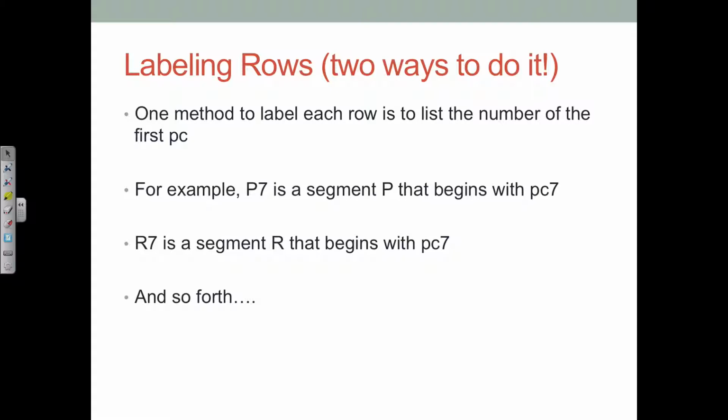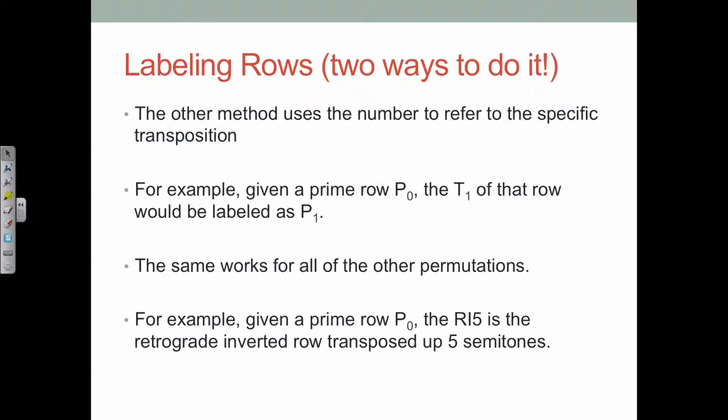That would work the same for retrograde. But remember, in this case, R7 and P7 are different rows, right? R7 is a retrograde row that begins with PC7, so that would be a row that begins with G. So you'll note that this is different from the other method that we'll look at. This is the method that Elizabeth Marvin encourages you to use in the book.